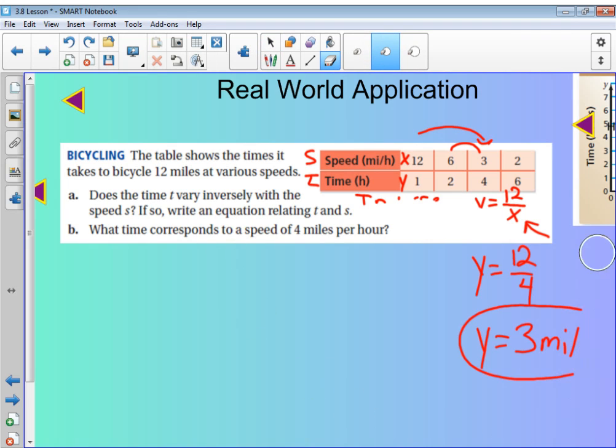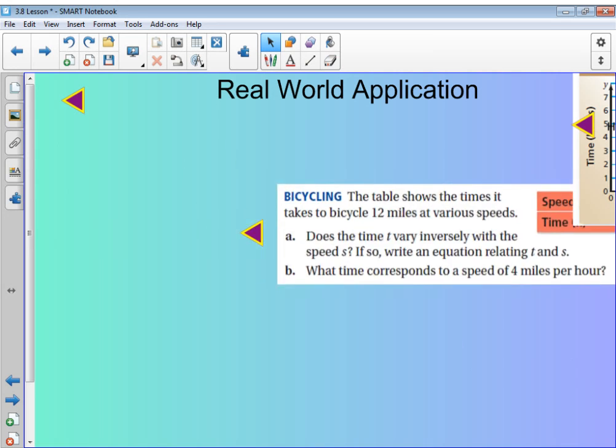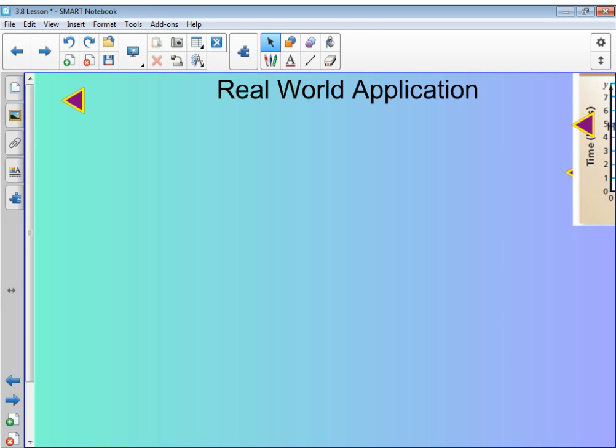All right, so let's go ahead and try one more of these. Actually, I guess that's it. I don't have any more. So that's working some real world applications. Good luck with these, and just remember that your inverse variation is y equals k divided by x.